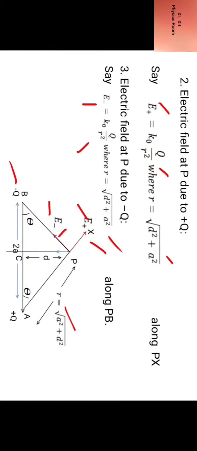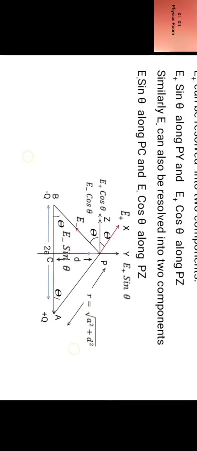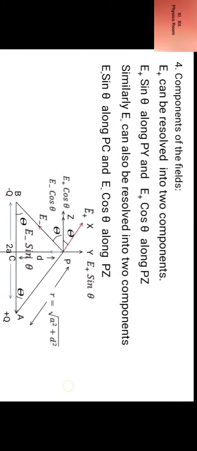Now we come to the resultant of electric field at P. Because the two fields E plus and E minus are acting at P, we have to take the linear vector sum of the fields, which will give us the resultant. How do we find the resultant? First we resolve E plus and E minus into components. The fourth step, we write the components of the fields E plus and E minus.